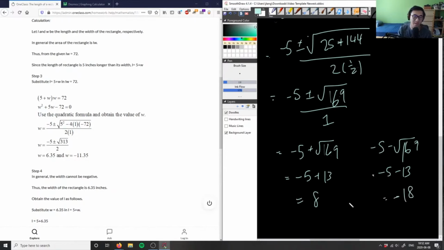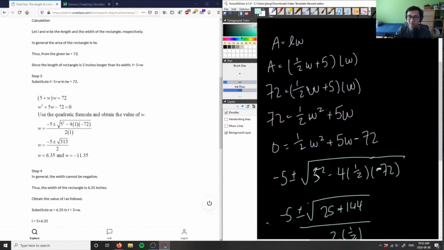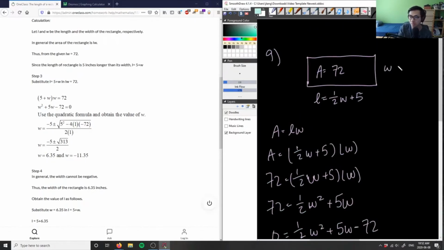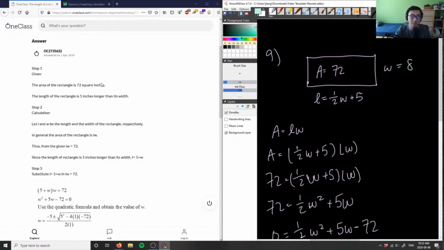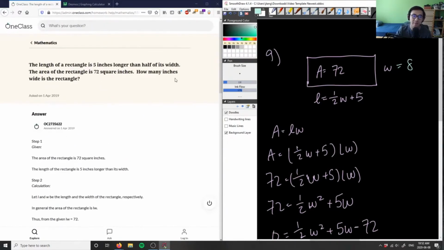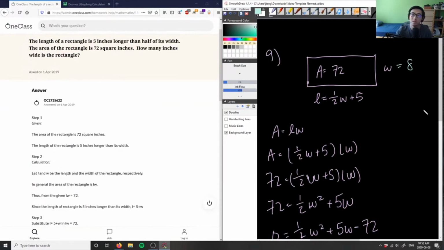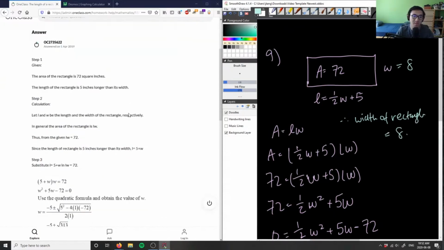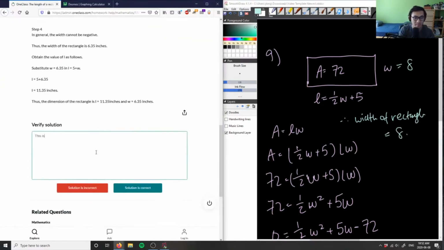Again, because my width cannot be negative, 8 is going to be my correct answer. So the width of the rectangle is going to be W equals 8. That's going to be my answer for this problem. It's asking how many inches wide is the rectangle. So the width here is 8 inches. Therefore, the width of the rectangle equals 8. So the solution here is incorrect.